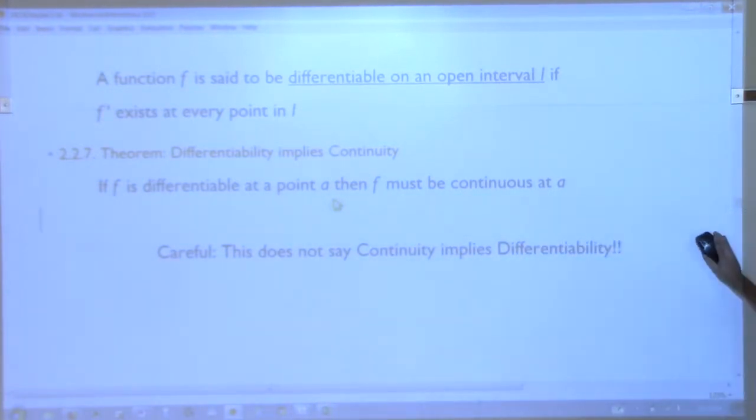This theorem is important, but it's not important for this class, all right? It's just, I need to state it.